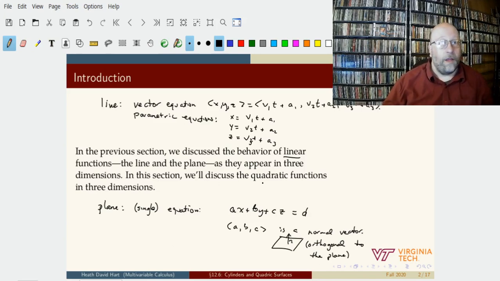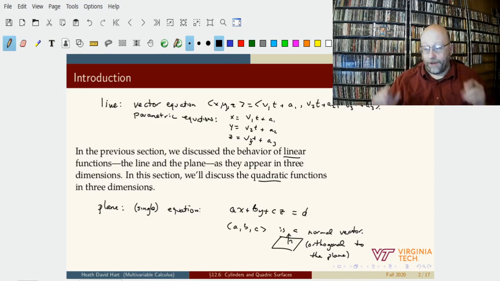So what we're going to look at in this section are the quadratic functions. What happens if x or y or z or more than one of them is squared? So we're going to look at the quadratic functions in 3 dimensions. We know that in 2 dimensions, when you square something, you get a parabola. What happens in 3 dimensions? That's sort of the idea.